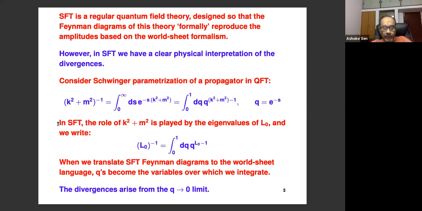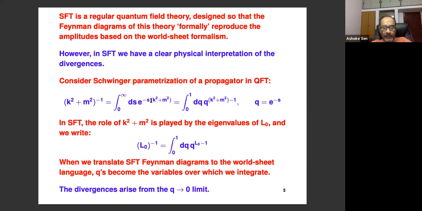So in string field theory, of course, you have an infinite number of particles, an infinite number of fields. So there are an infinite number of values of m squared. But it's useful to write a compact form of this, and that is the eigenvalue of the L0 operator. So the role of k squared plus m squared is played by the eigenvalue of the L0 operator, where L0 is the zero mode of the Virasoro generator.